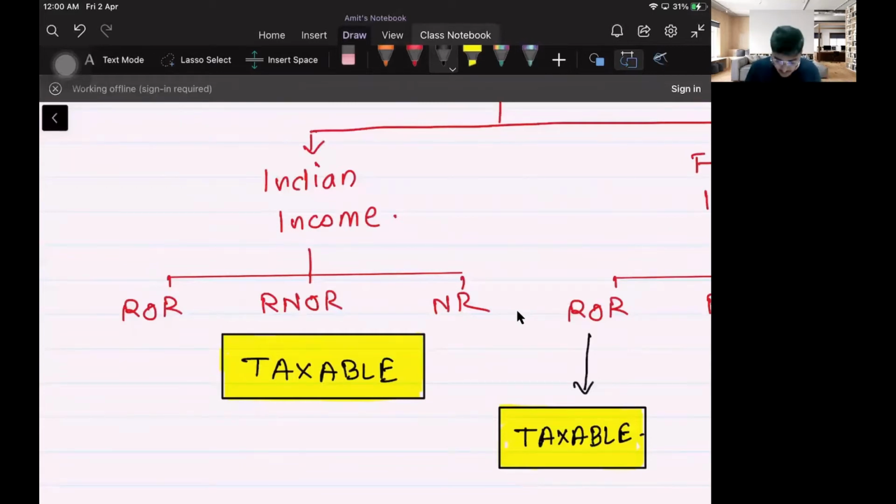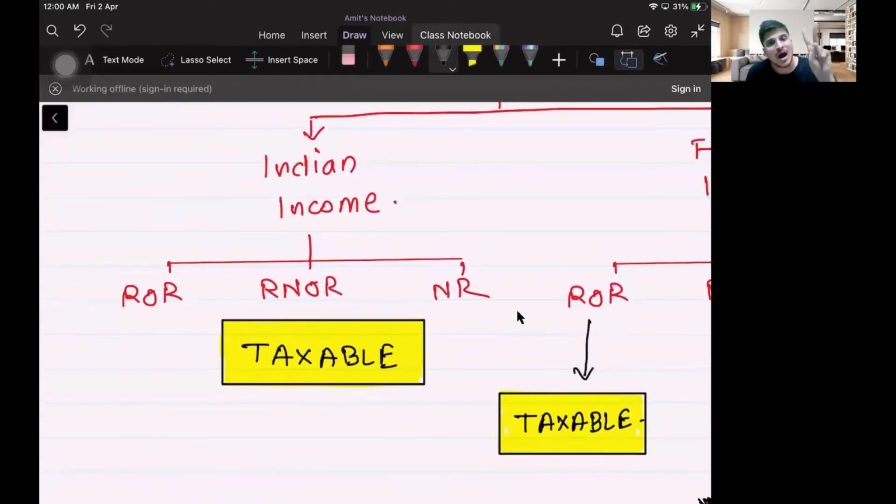अगर आपका इंडियन इनकम है तो वो आरओआर होने दो, आरएनओआर होने दो या नॉन रेसिडेंट होने दो, irrespective of the status it will be taxable. क्यों? बिकॉज वो इंडिया से जनरेट हुआ है. तो आरओआर है, आरएनओआर है, एनआर है, डज नॉट मैटर फॉर इंडियन गवर्नमेंट. इंडियन गवर्नमेंट इज सेइंग टू इंडिया का इनकम, इंडिया से इनकम कमा रहा है ना, खेल खत्म, यू विल हैव टू पे टैक्स इन इंडिया बिकॉज इट इज एन इंडियन इनकम. आरएनओआर, आरओआर, एनआर डज नॉट मैटर, इट इज टैक्सेबल. सो इंडियन इनकम के लिए देयर इज नो ब्रेनर.